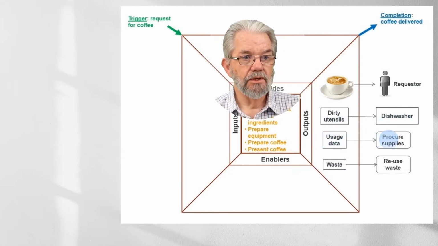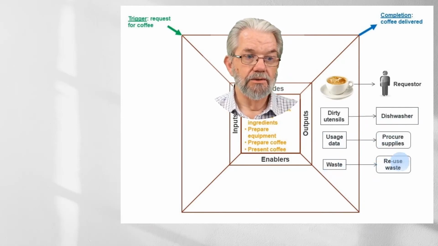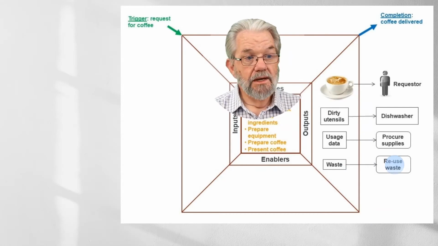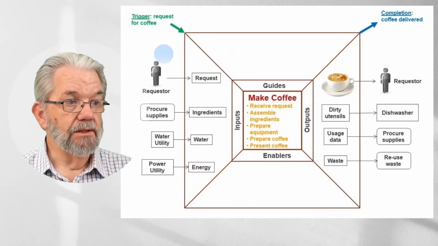The usage data goes off to another one of our processes called procure supplies, and the data about the waste goes off to another process called reuse waste. So we're starting to build a deeper map. Perhaps you can see it already. We're starting to build a deeper understanding of this process. It doesn't just produce a cup of coffee. It produces other things.